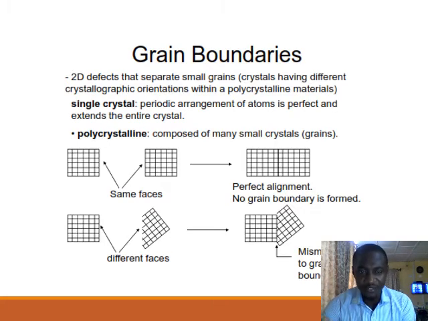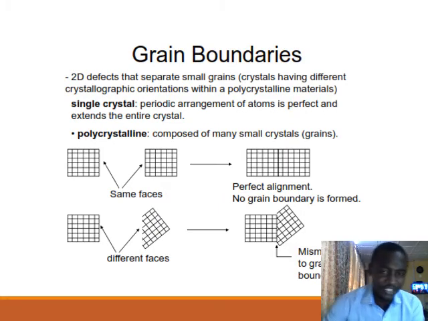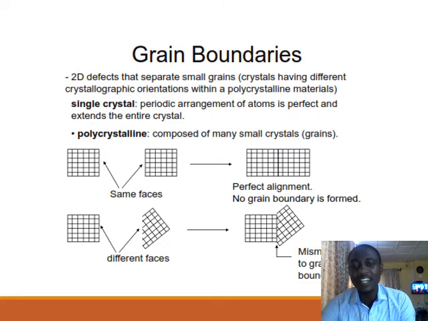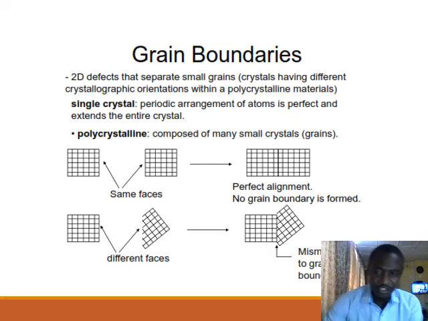So for instance, if you take two surfaces, I have two surfaces on the slide as an example. If you take two surfaces such that the two surfaces have atoms aligned in the same orientation, and you put them together, you form a perfectly aligned structure. So in that case, you don't form a grain boundary. It means there is no boundary that shows the beginning of one grain and termination of the other.